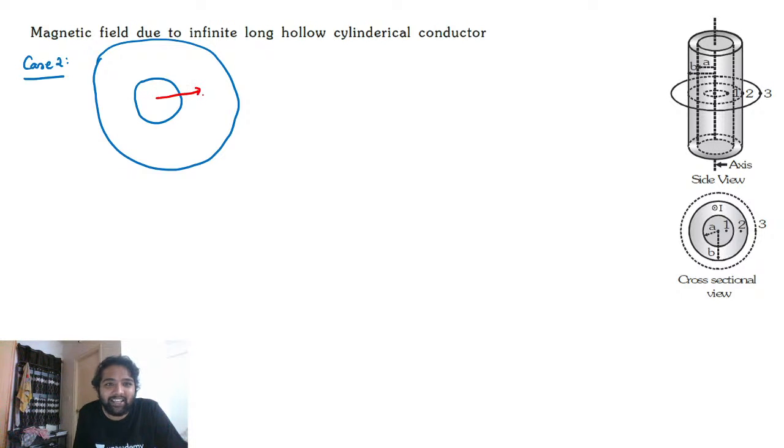All right, at a distance x. तो इसके अंदर if you observe, the I inside will be equal to J into area inside.